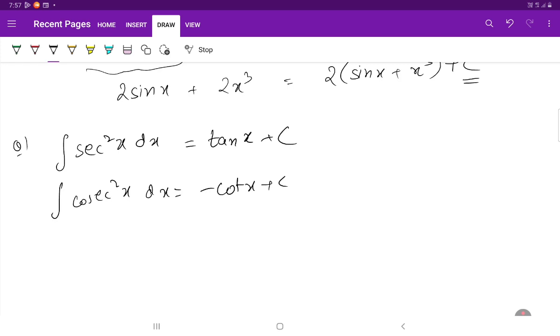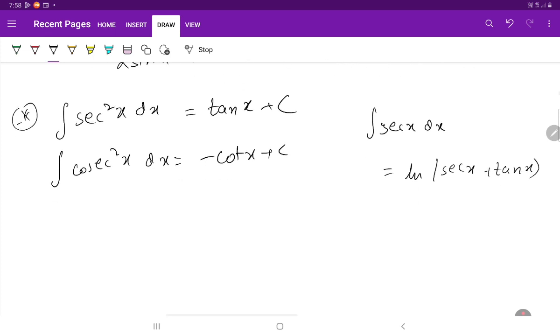Now you might be seeing some more formulas. Let me give you an example: integral of sec x dx. This is not that important, though I am telling you, it comes out to be ln of mod sec x plus tan x. Similarly, you will see integration of 1 by under root 1 minus x square, which comes out to be sine inverse x plus c.